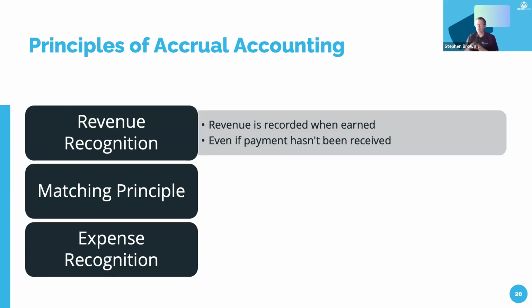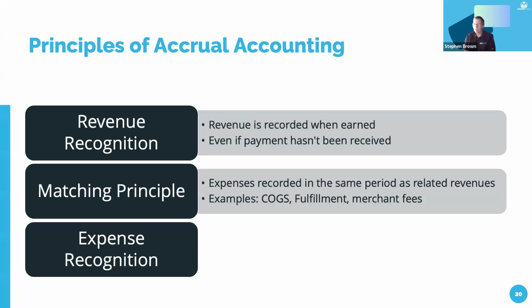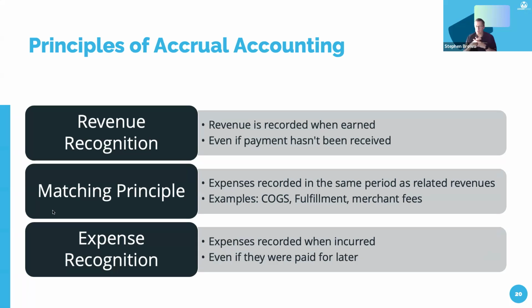So revenue recognition: revenue is recorded when earned, even if payment hasn't been received. In the example of our wholesale, we don't record it until we've actually sold that product. The matching principle is that expenses are recorded in the same period as the revenues they relate to. For example, your cost of goods, your fulfillment, your merchant fees that are all associated with a sale. And the last one is expense recognition. Expenses are recorded when they happen, even if they were paid for later, or, in my example of the subscription, earlier. Now, Sarah has another question.